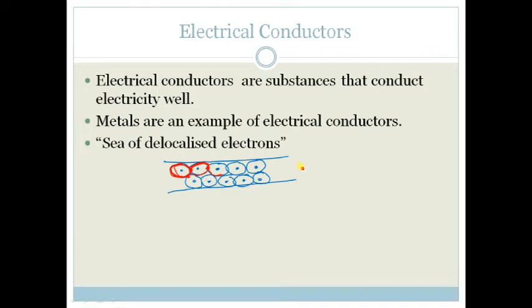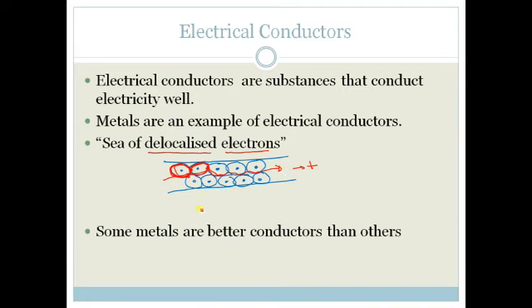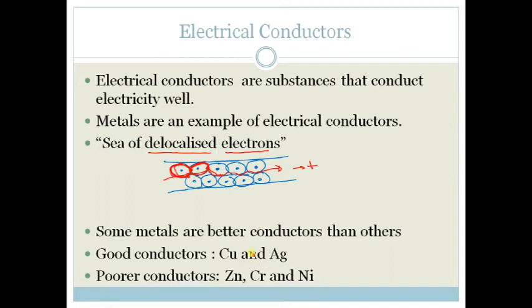But now, if for example I connect this to something that is positive, that pulls off an electron, what can happen is an electron can travel along here, along there, along there, and that's what makes metals very good conductors of electricity, because they have a sea of delocalized electrons. The electrons are delocalized because they don't belong to a specific atom. They can travel between the atoms. Some metals are better conductors than others. For example, copper and silver are very good conductors, whereas poor conductors are your zinc, your chromium, and your nickel.